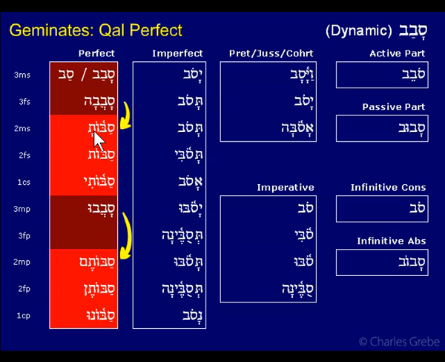And of course we can't have a dagesh lene there because we're just in front of a very substantial vowel, and dagesh lene cannot exist in the presence of a vowel, so it takes off. So sabota, sabot, saboti, sabotem, saboten, sabonu.